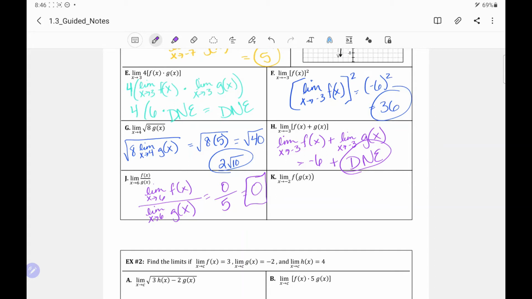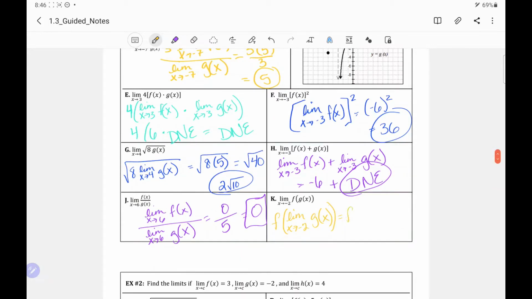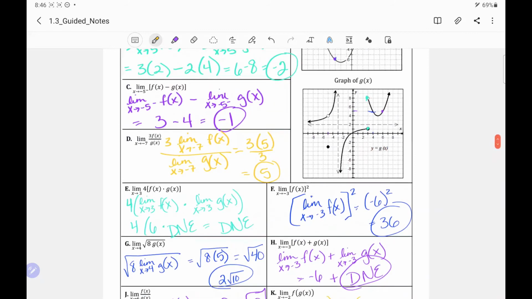And then the last one on this section, the limit as x goes to negative 2 of f of g of x. So we're going to bring out f, and we're going to have the limit as x goes to negative 2 of g of x, and then we're going to evaluate f at that value. So I'm going to have f of, what is g of x as x goes to negative 2?